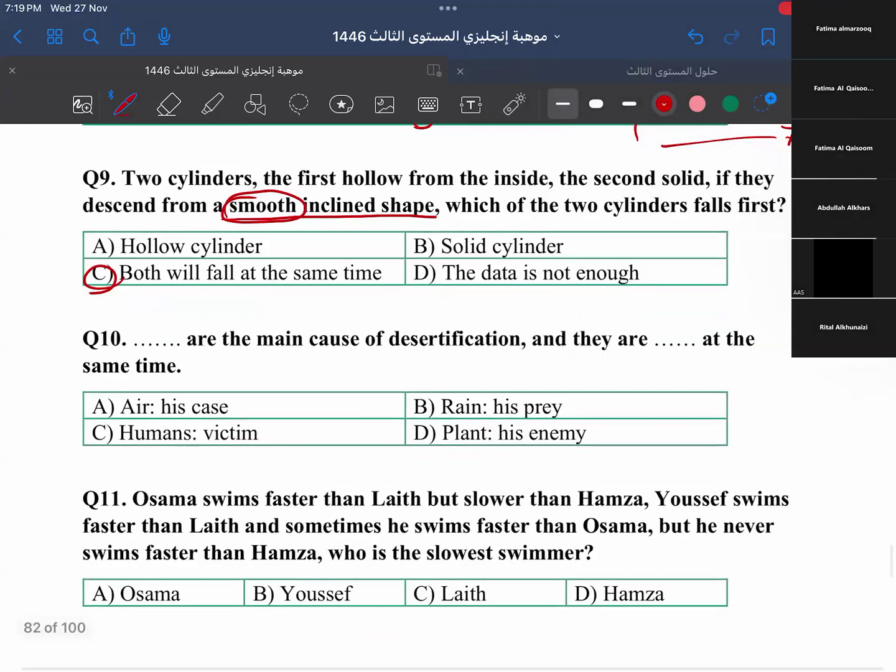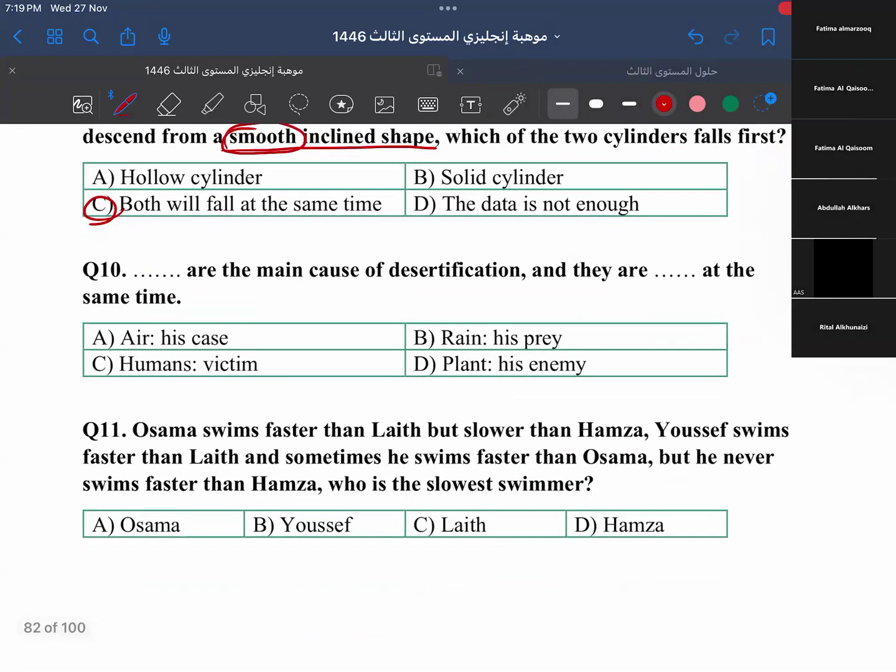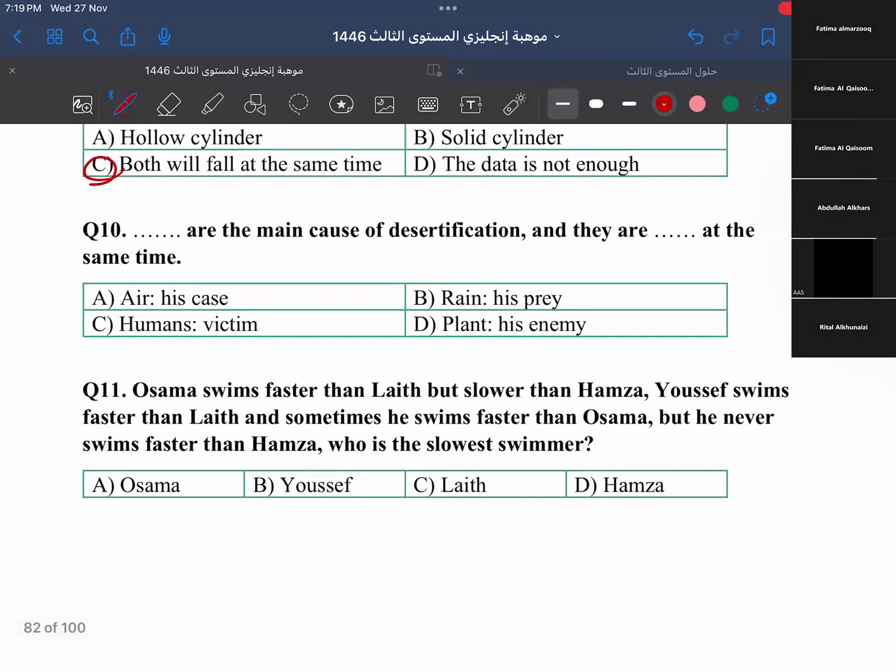Okay, excellent. Yalla, let's go to question 10. Yes, Fatima? Is it C? It is C. Excellent. So can you read the question? Blank are the main cause of desertification and they are blank at the same time.